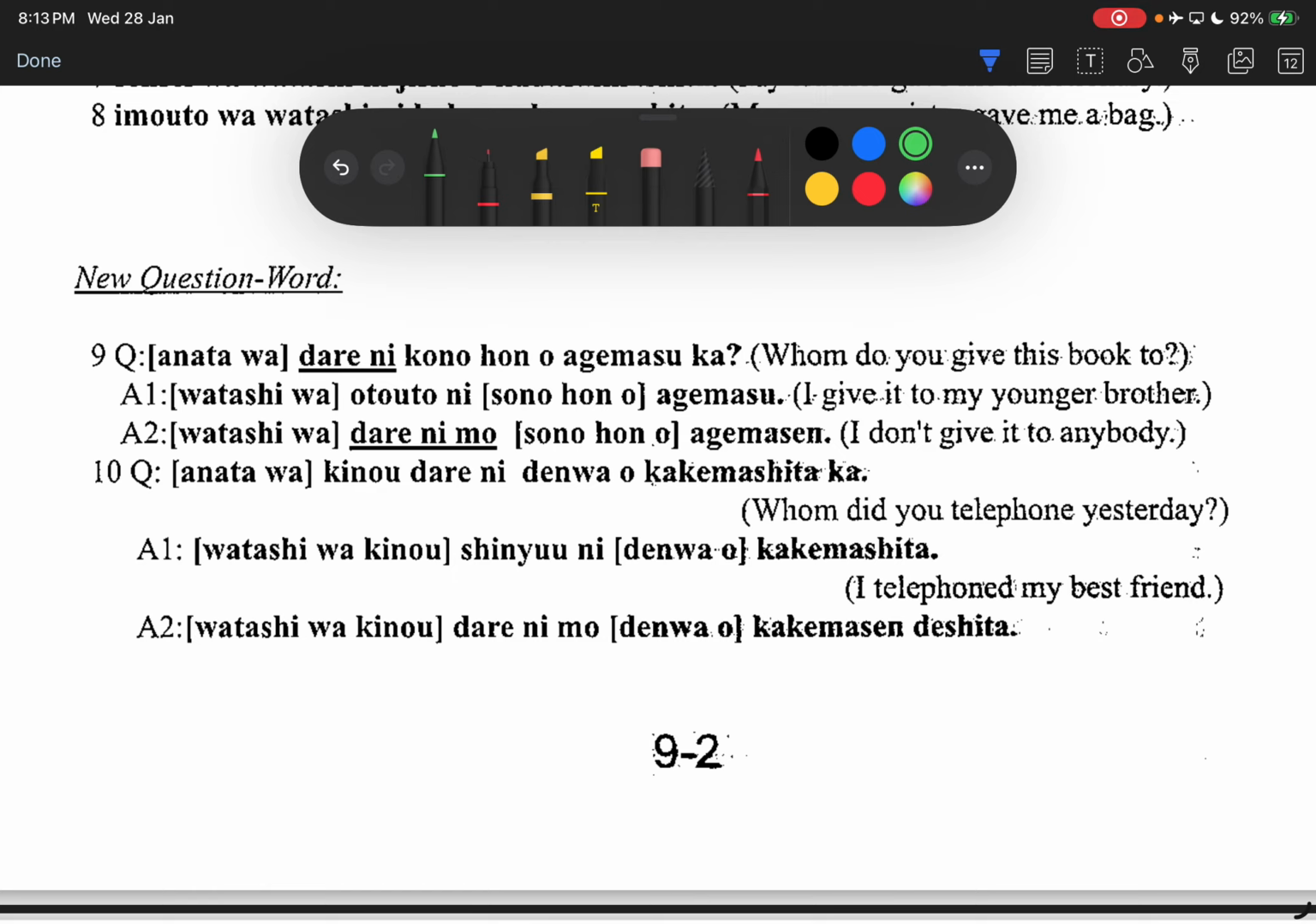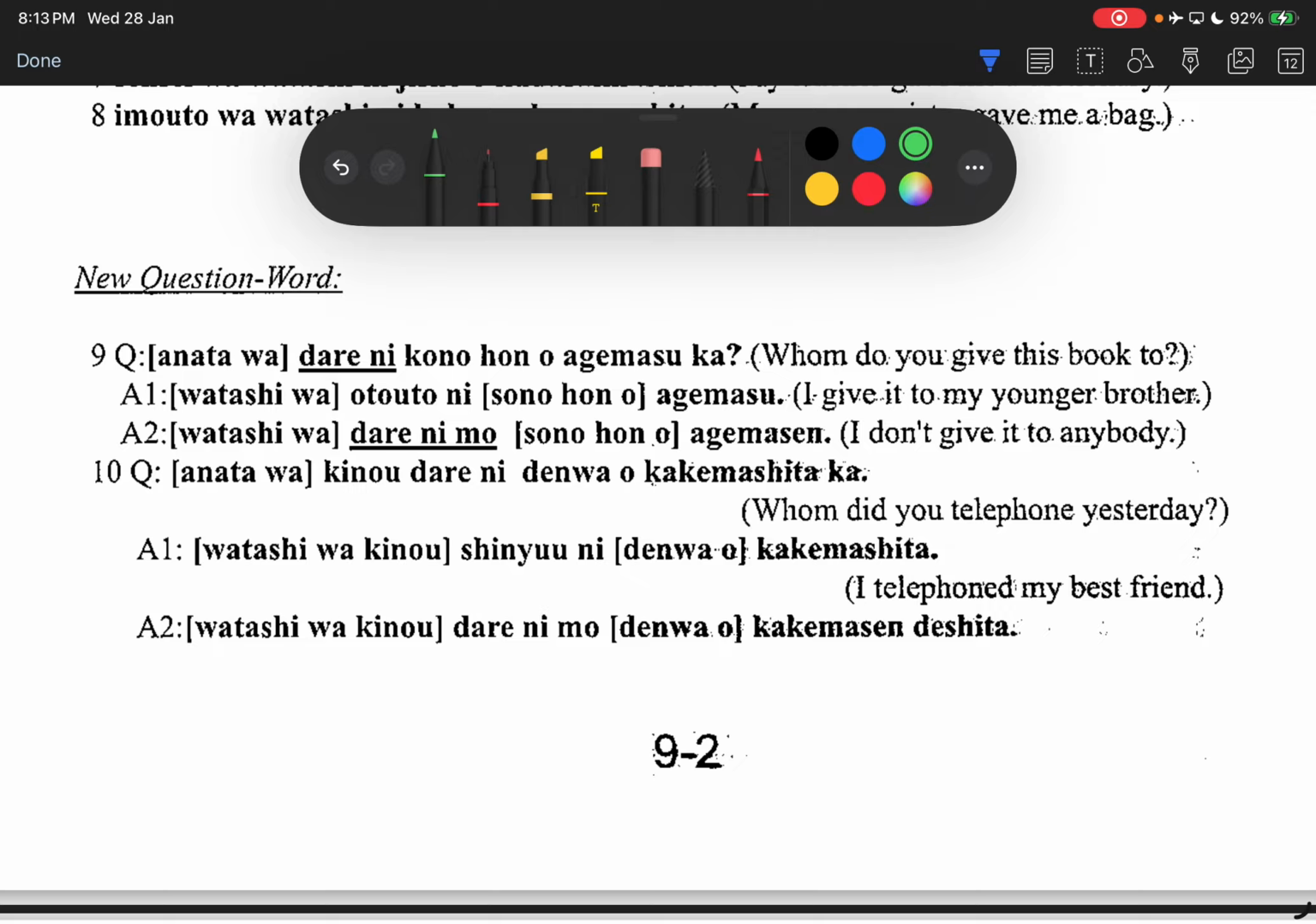Number A2, dare ni mo agemasen. Right? Dare ni mo. Remember our ni mo? Mo means also, right? So to whom also don't give. That means who also never give lah. Never give anyone. Right? To who also don't give. Number 10. Kino dare ni denwa o kakemashita ka?